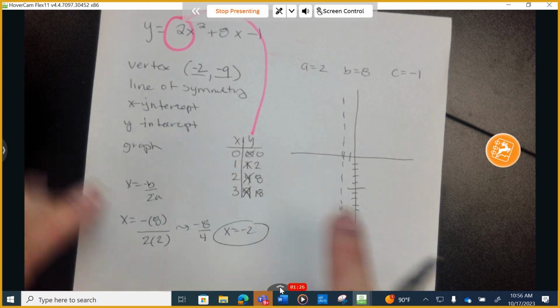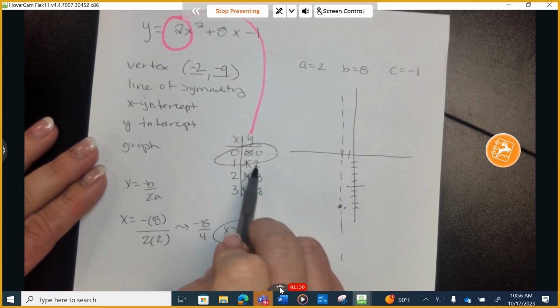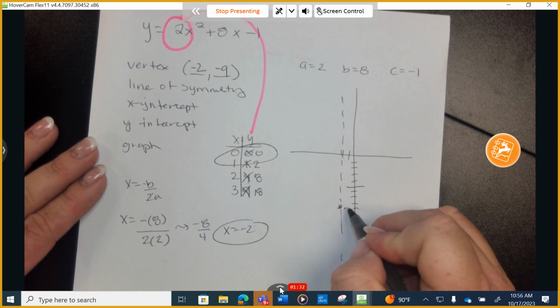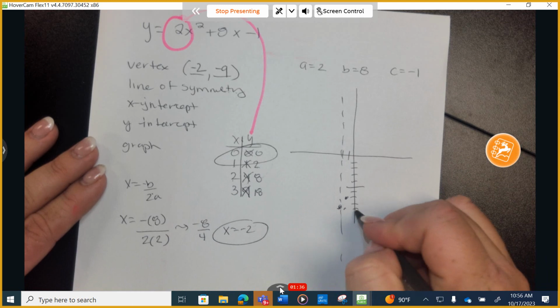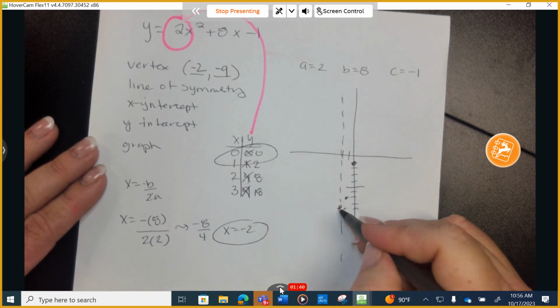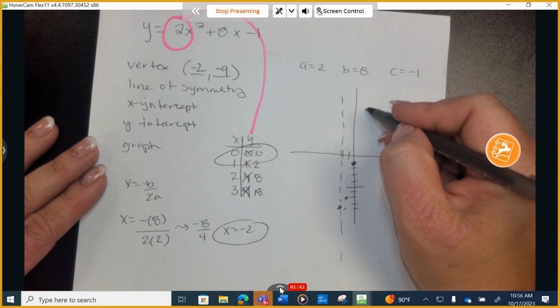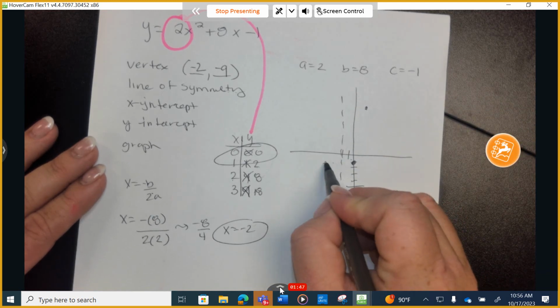These provide me with directions to graph. This is always your vertex. I'm going to go 1 to the right and 2 up. 2 to the right and 8 up. 3 to the right and 18 up. Then I'm going to do the exact same thing on the other side.